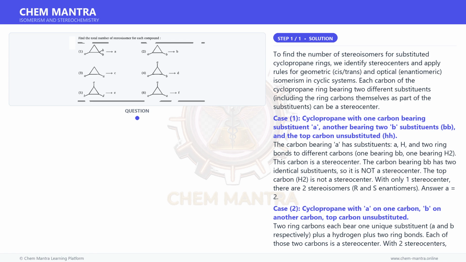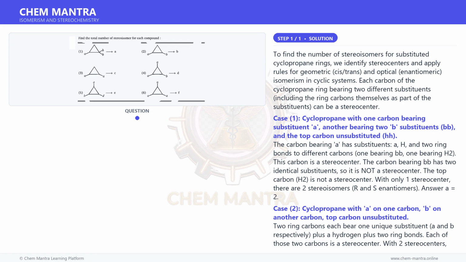Case 3: cyclopropane with A on bottom left and A on bottom right, top carbon unsubstituted. Two ring carbons each bear substituent A plus H. With two stereocenters bearing identical substituents, the maximum is 4, but a meso compound is possible. The cis isomer has a plane of symmetry and is a meso compound, achiral. The trans isomer gives an enantiomeric pair, R,R and S,S. So total is 1 meso plus 2 enantiomers, equal to 3 stereoisomers. Answer C equals 3.